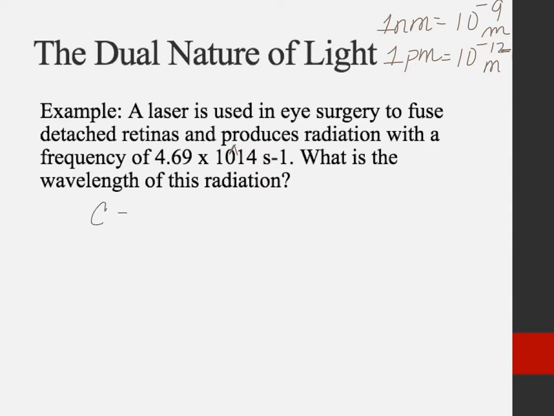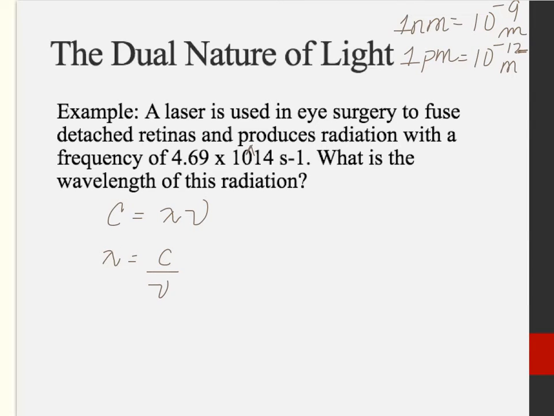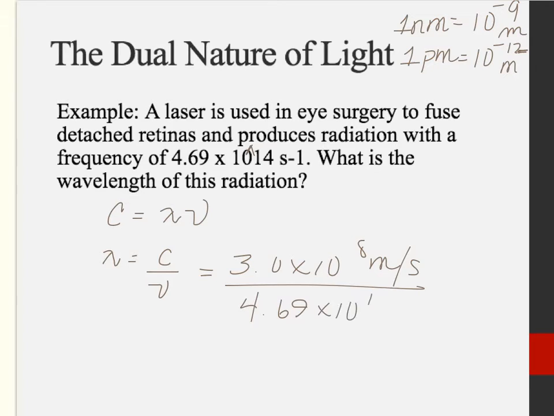So, using our formula, c equals lambda nu. If we are solving for the wavelength, that means that wavelength is going to be c divided by nu. Our speed of light is 3.0 times 10 to the 8th meters per second, and our frequency is 4.69 times 10 to the 14th seconds to the minus 1. So when we solve, we get 6.4 times 10 to the negative 7th meters.